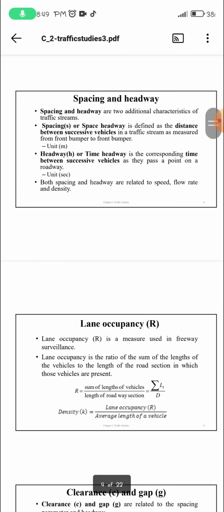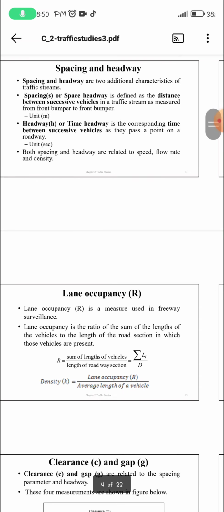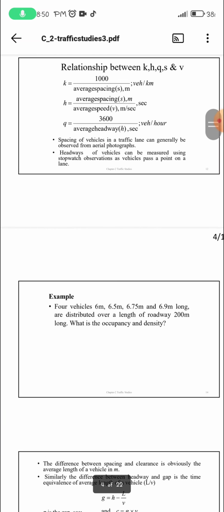Lane occupancy. Lane occupancy R is a measure used in freeway surveillance. Lane occupancy is the ratio of the sum of the lengths of the vehicles to the length of the road section in which those vehicles are present. R is the sum of the lengths of vehicles divided by the length of the roadway section. Summation Li divided by D. Density K is lane occupancy R divided by the average length of a vehicle.